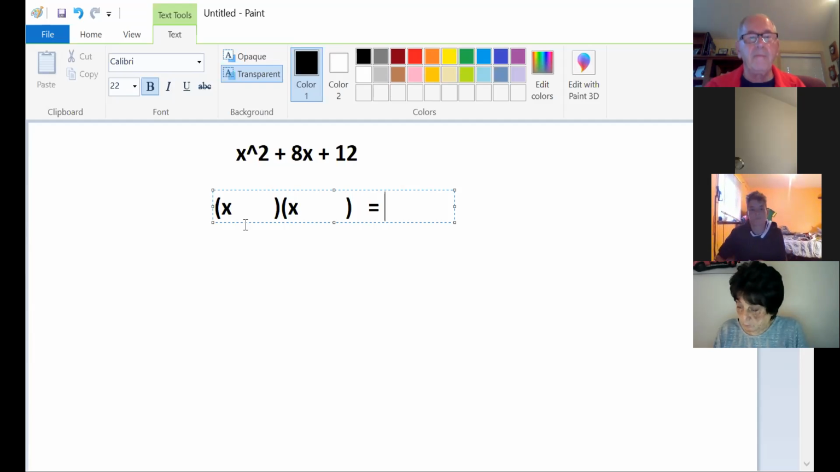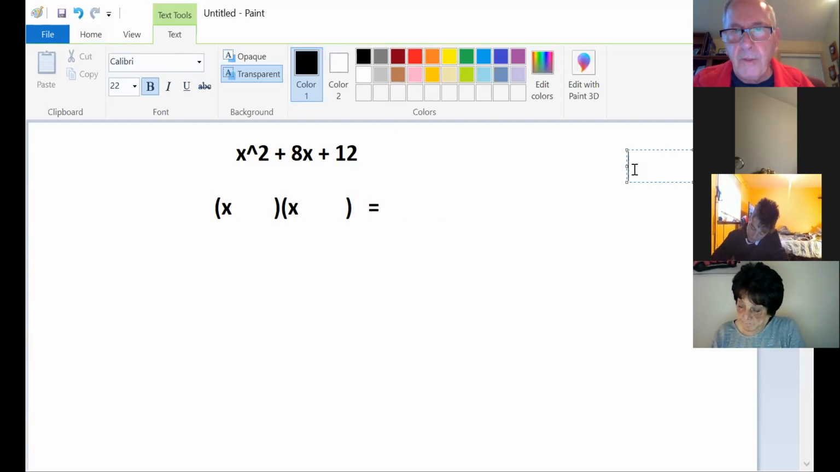So it looks like that, right? I want to know what numbers I'm going to plug in here. So again, I look at the last term, it's a 12. That means I factor that 12. So I'm going to go over here, I'm going to put 12. What are the factors that equal 12? Give me some.